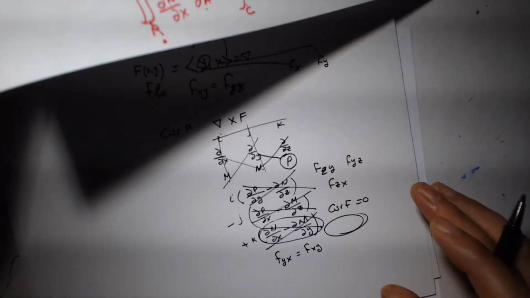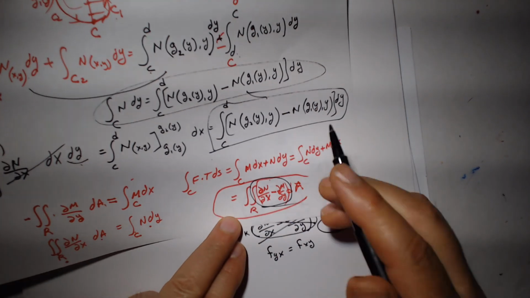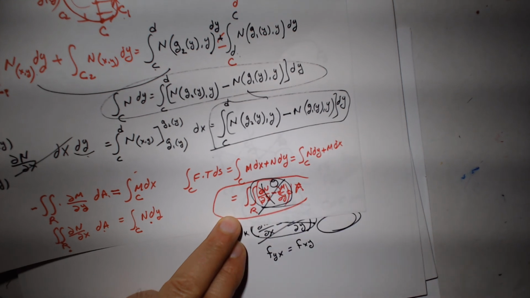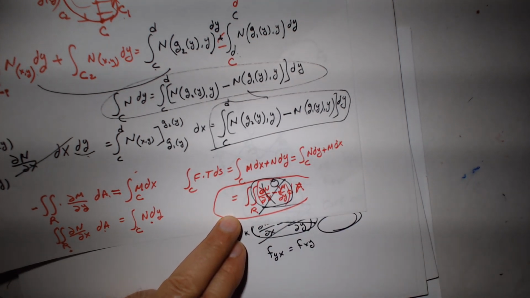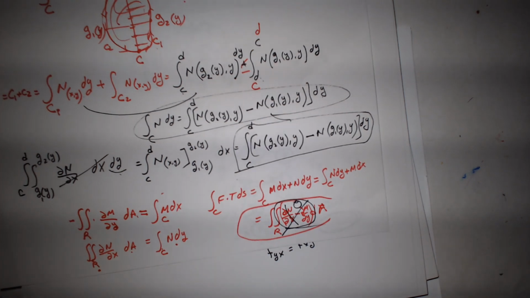From today, you have to know, if this becomes 0, it is a conservative force, and it has no circulation. They call it irrotational.